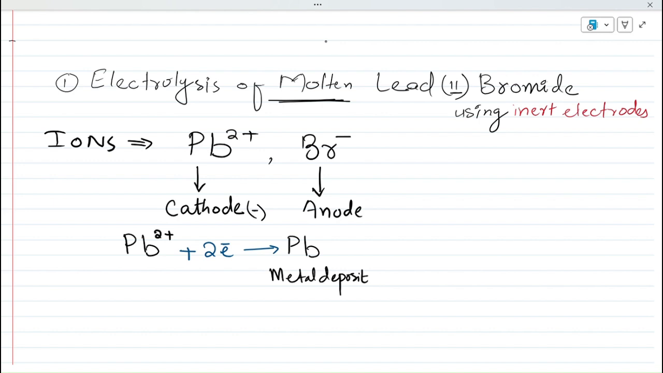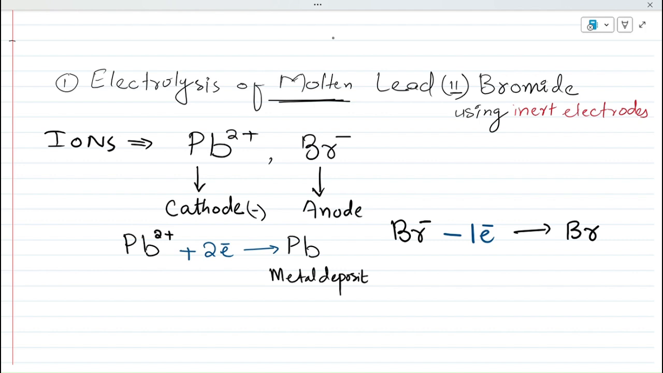So in this way, it's a bromide ion. Br minus 1 will lose 1 electron, like minus 1e, and will form a bromine atom. So this is how the molten lead bromide works. In this molten lead bromide, there are positive and negative ions. They will be attracted towards their oppositely charged electrodes and they will react over there.